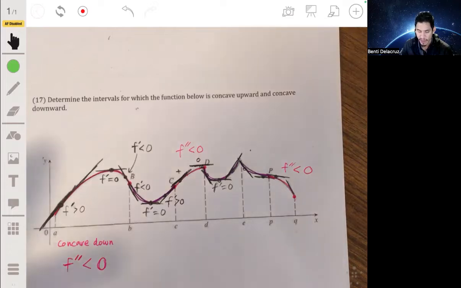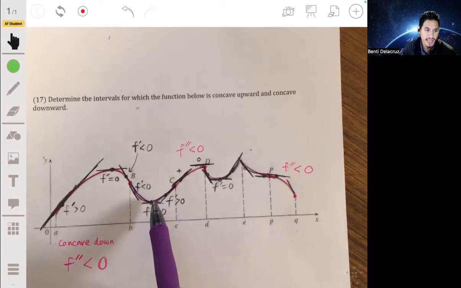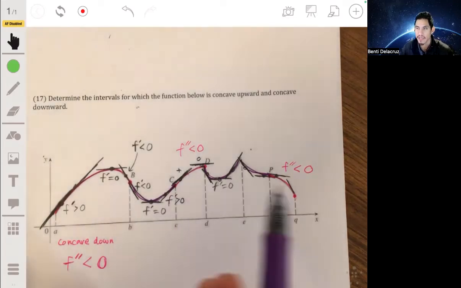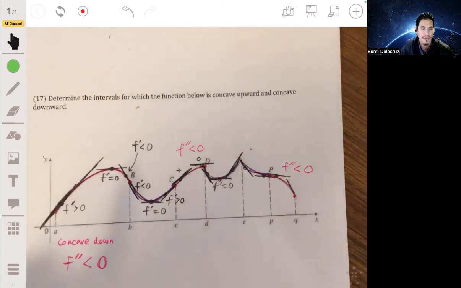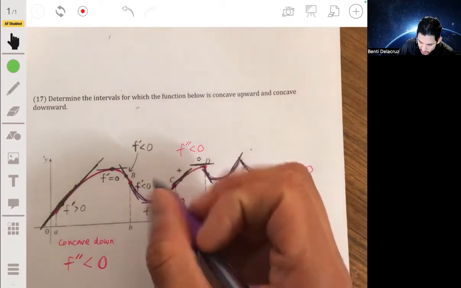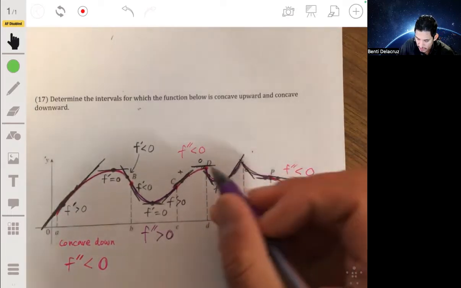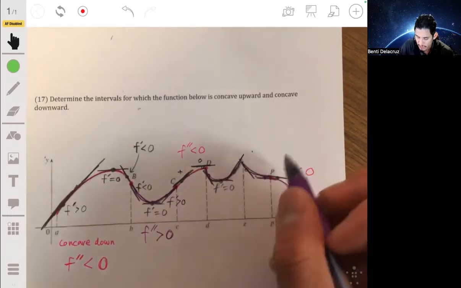And again, thinking about the second derivative. If the first derivative is increasing, that means the second derivative is positive, because the second derivative describes how the first derivative is changing. So that means whenever it's concave upward, the second derivative is positive. Positive here, positive here, and positive here.